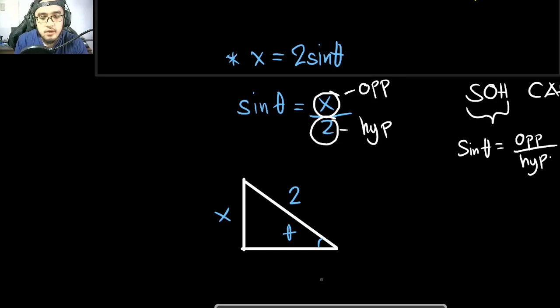So what about this side right here? Via the Pythagorean theorem, this is equal to the square root of your hypotenuse squared, so 2 squared, minus your opposite squared, which is x squared. Simplifying this further, this is now equal to the square root of 4 minus x squared. So this is the value for this side.